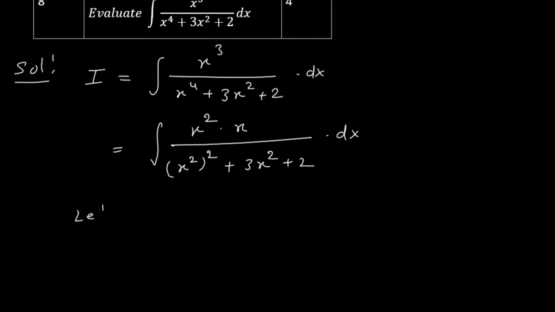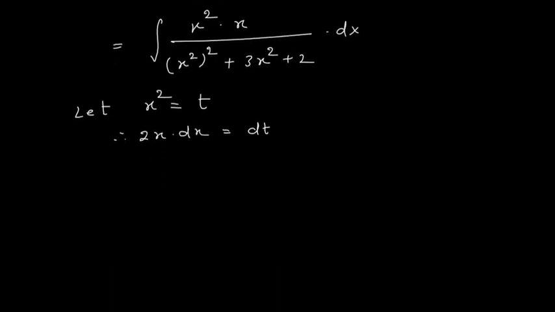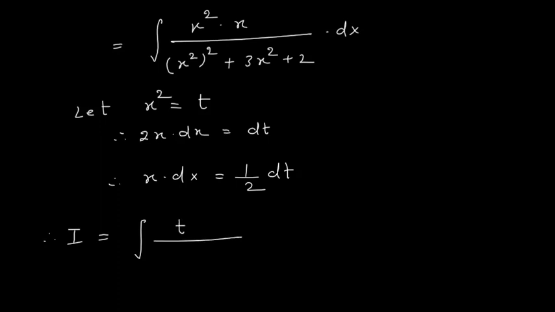You can say let x square be equal to t. So when x square is equal to t, 2x dx will become dt. So 2x dx is dt, therefore we can say that x dx is 1 upon 2 dt. Now our integration I will change to t upon t square plus 3t plus 2, into 1 upon 2 into dt.